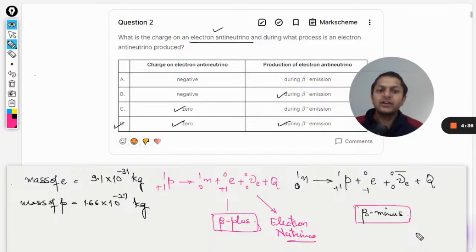So both of the reactions are on your screen. Everything is now completely explained for beta emissions. So this is how we do this question. So the answer will be D.